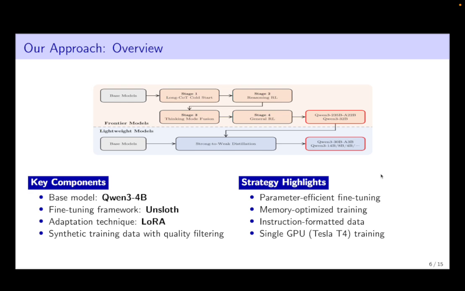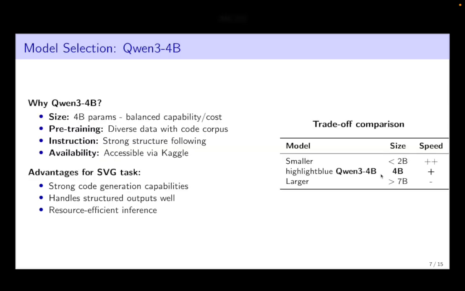We combine this setup with a quality-filtered static dataset. A crucial part of our strategy was selecting the base model. We chose Qwen 3 4B for several key reasons. Its 4 billion parameter size offered a good compromise between capability and the computational cost feasible on a single Kaggle T4 GPU.